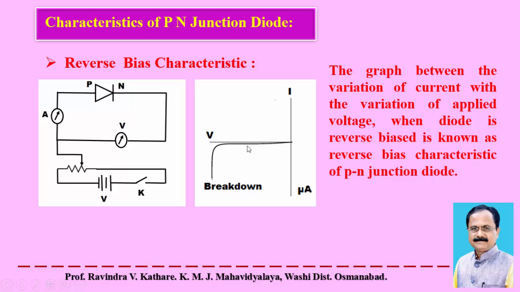When this reverse voltage increases, the small reverse current increases. As we increase the reverse voltage, the small reverse current increases and a stage is reached where the reverse current suddenly increases. The voltage at which the sudden reverse current increase occurs is called the breakdown voltage.